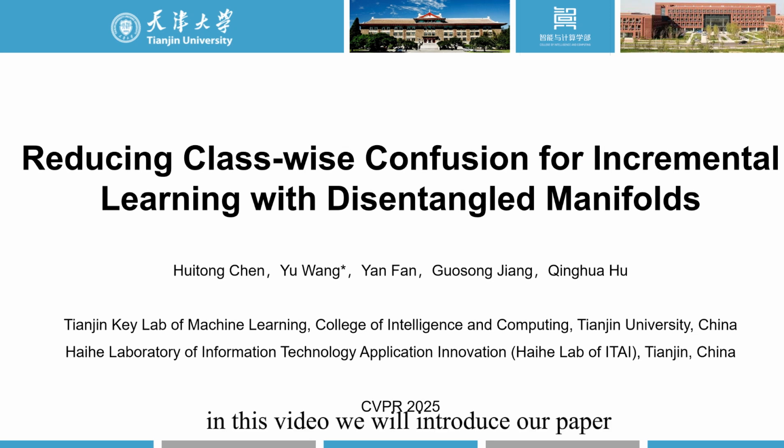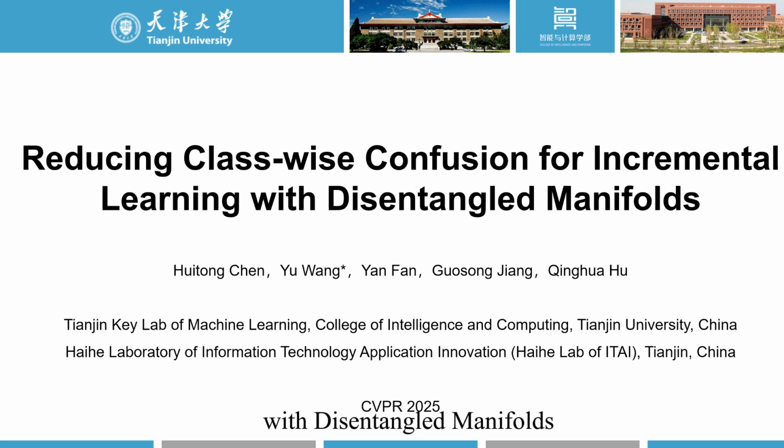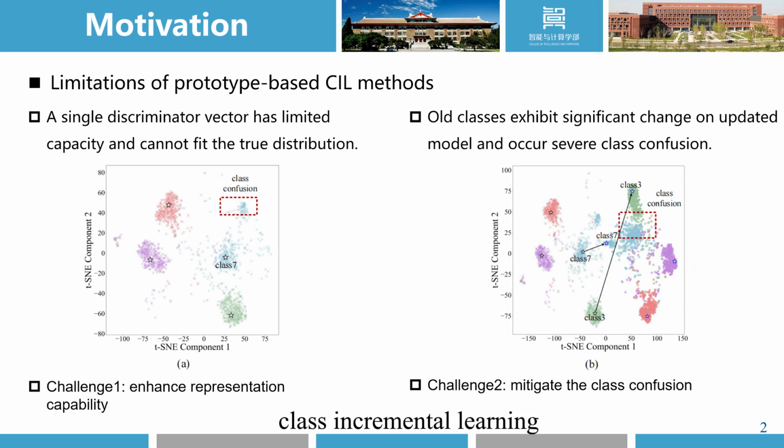In this video, we will introduce our paper, Reducing Class-Wise Confusion for Incremental Learning with Disentangled Manifolds. Class incremental learning aims to enable models to continuously learn new classes without forgetting old ones. A promising direction is to learn and use prototypes of classes during the incremental learning phase. Existing prototype-based methods cannot effectively classify samples with unsatisfied discriminative representations.